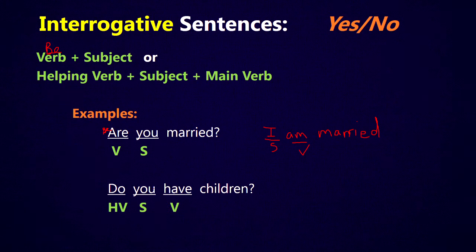Or do you have children? So here my main verb is have, so my question has to start with a helping verb, do. And do is the helping verb we use in the present simple. So do you have children? So are you married? The answer is either going to be yes or no, most of the time. I had one person one time said, well, they could be yes or no or maybe or I'm not sure. Yeah, that's true. But most of the time your answer is going to be yes or no.